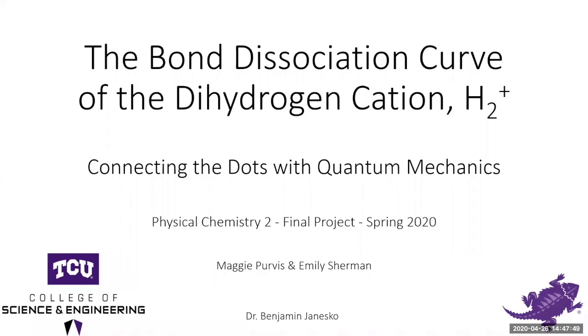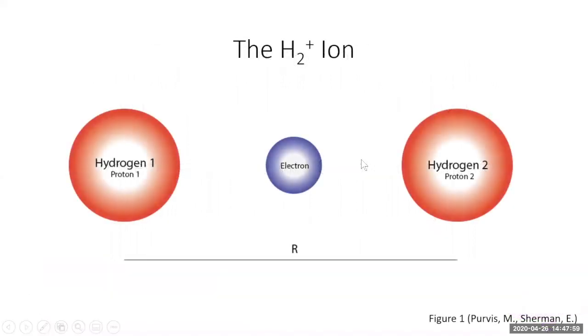Janesko's physical chemistry class. Today, we'll be investigating the mathematics behind a concept that every freshman chemistry student is familiar with, the chemical bond. To facilitate this discussion, we've decided to model the dihydrogen cation. This is the simplest possible molecule with only 2 protons and 1 electron, and since it only has these 3 moving pieces, it's known as a 3-body problem.